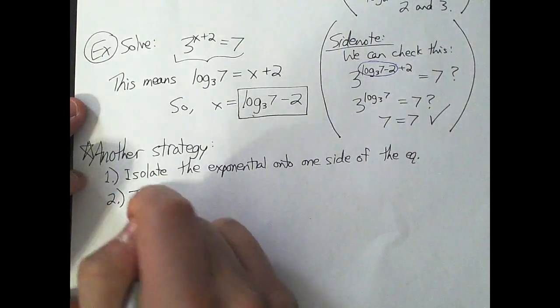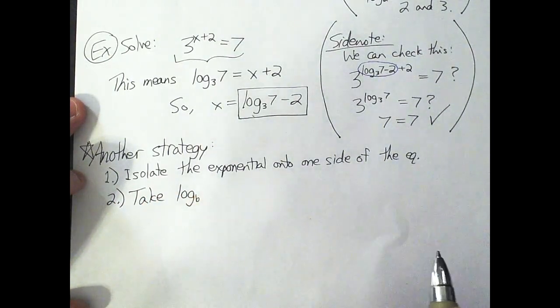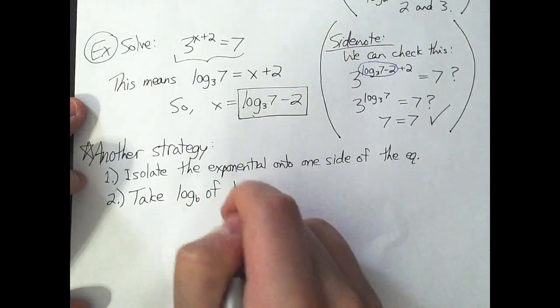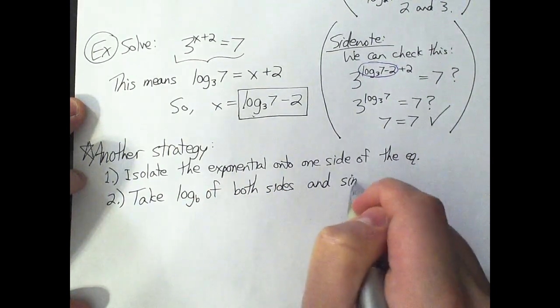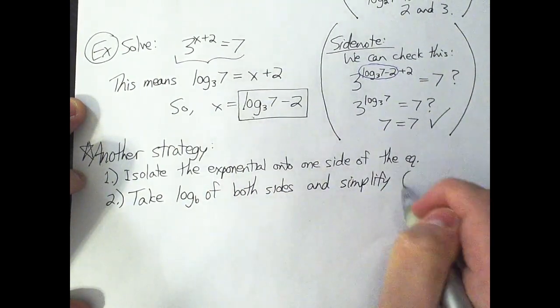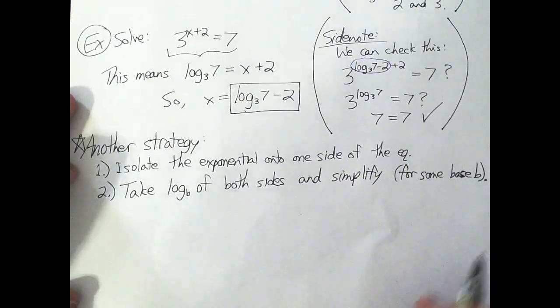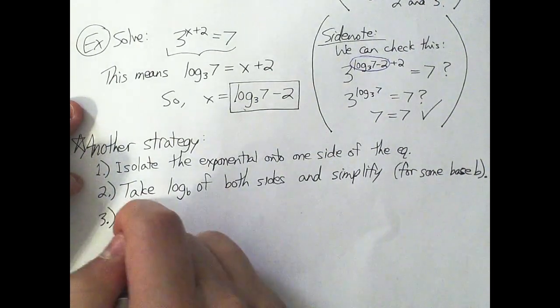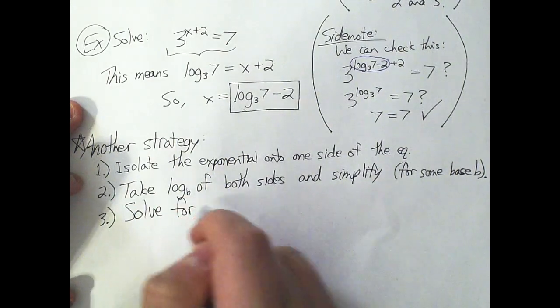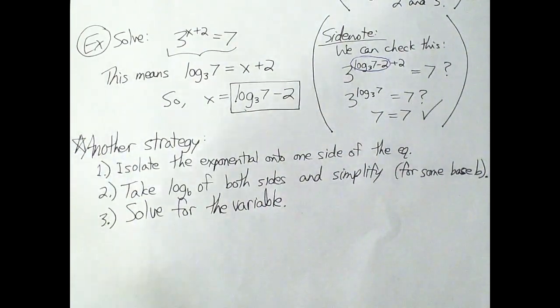Step 2 is kind of the big one, and it's going to say take a logarithm in some base b of both sides and simplify. The actual base that you use is going to depend on the problem, which base looks convenient to use. And finally, step 3 is going to be solve for the variable. I mean, that's what we're trying to do. So I'll show you to demonstrate this.